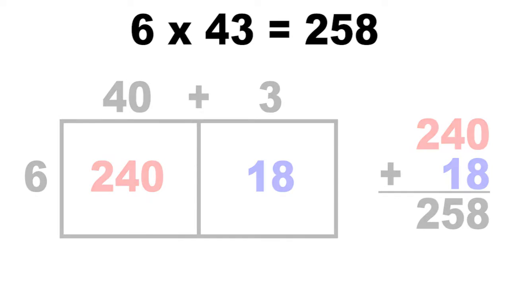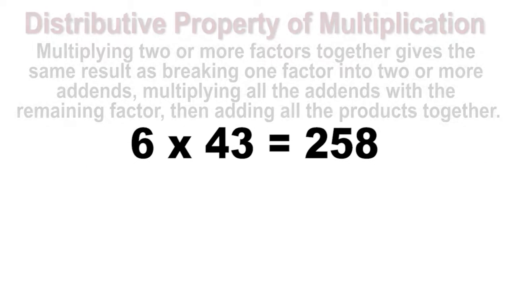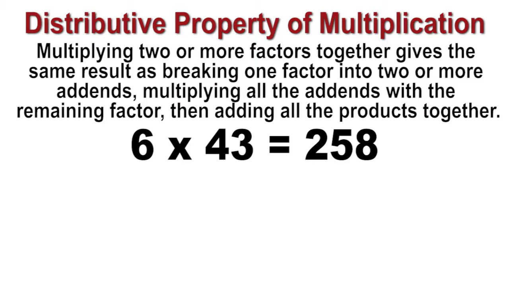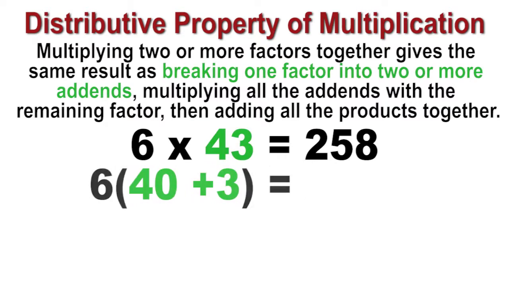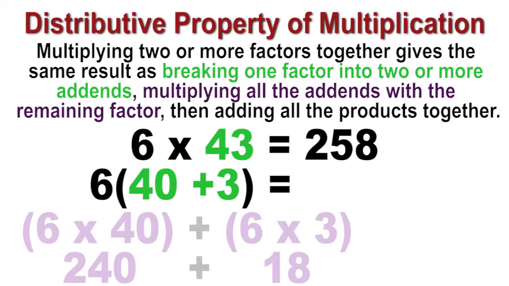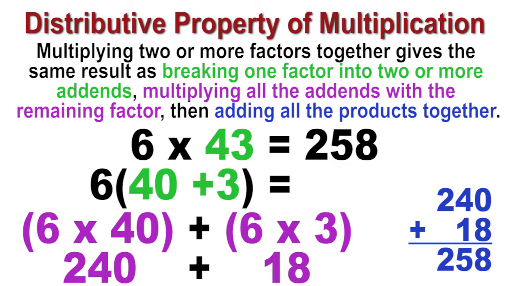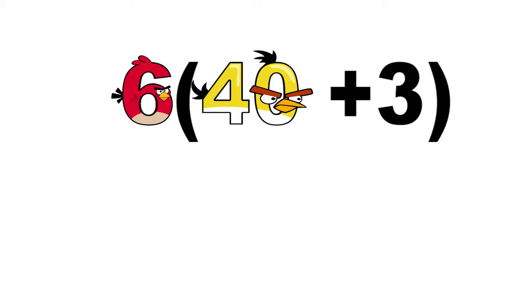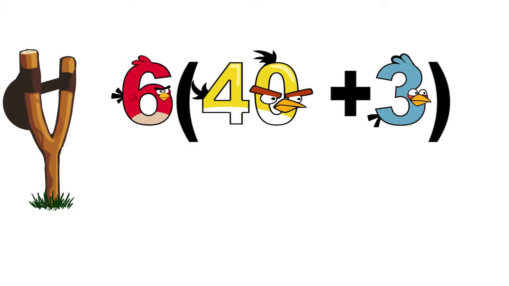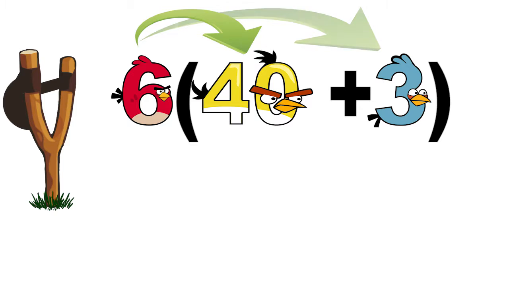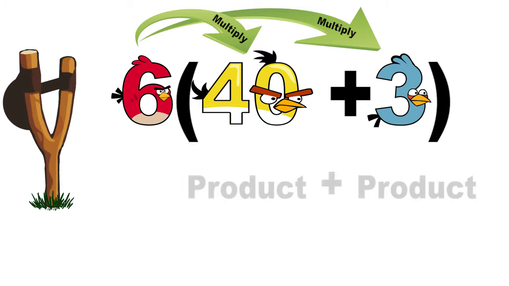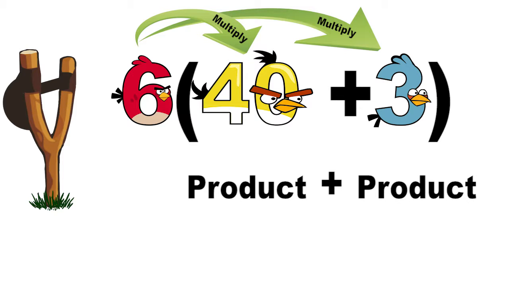Now we can look at the same problem using the distributive property. The distributive property of multiplication states that multiplying 2 or more factors together gives the same result as breaking one factor up into 2 or more addends, multiplying all the addends with the remaining factor, then adding all the products together. I remember the distributive property like the game Angry Birds. The term outside the parentheses is launched to hit each term in the parentheses. When a term is launched and hits another term, they are multiplied together. You add the products together.